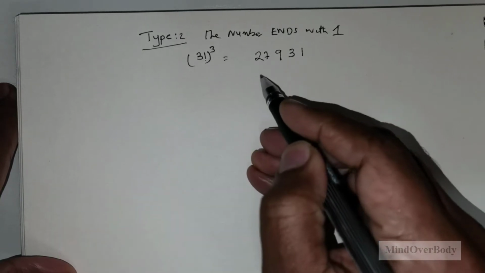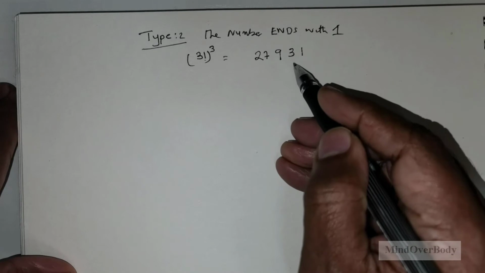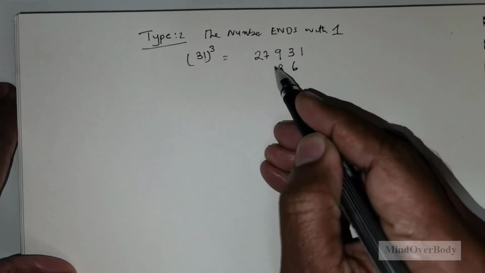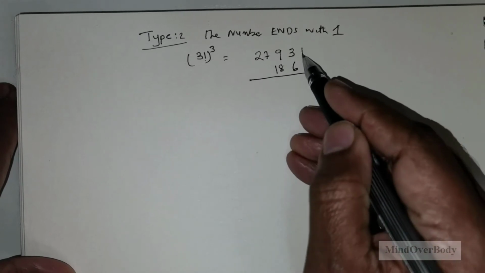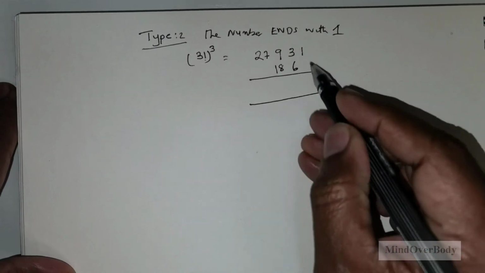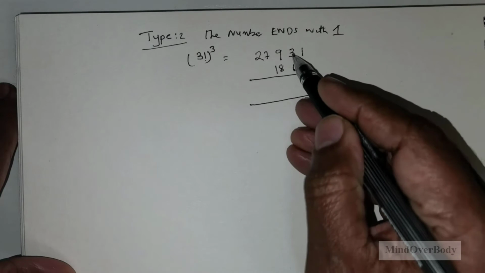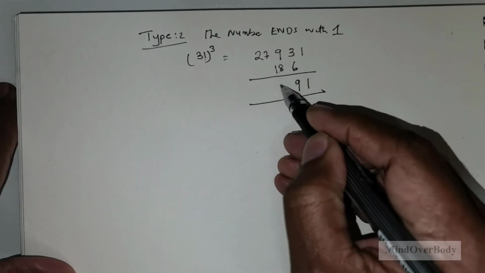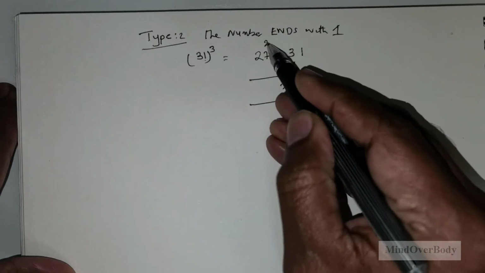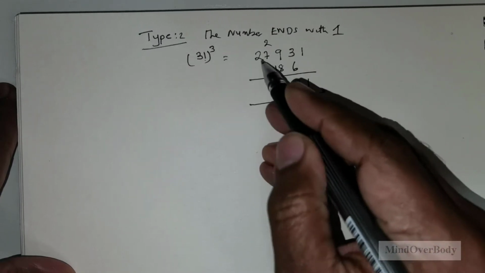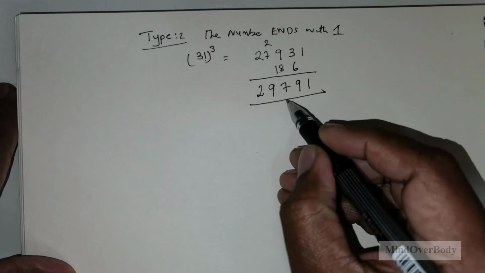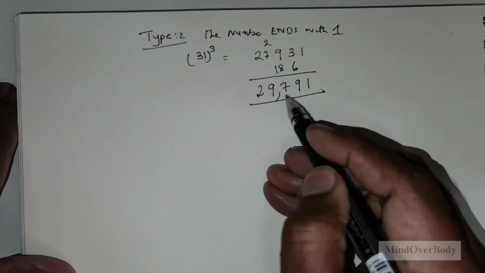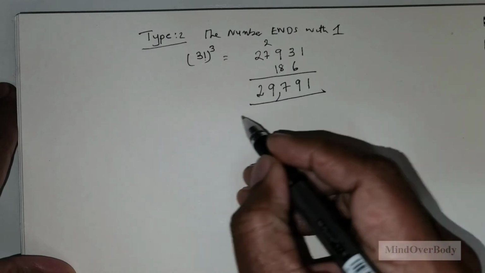That's going to be 27. Now you double this number 3, it's 6, and you double this number 9, which is 18. Now you bring the number 1. So 3 added with 6 will give you 9. 18 added with 9 will give you 27. Carry the number 2. 2 added with 7 will give you 9. And you got 2 there. So 31 cubed is 29791. You can check it out.